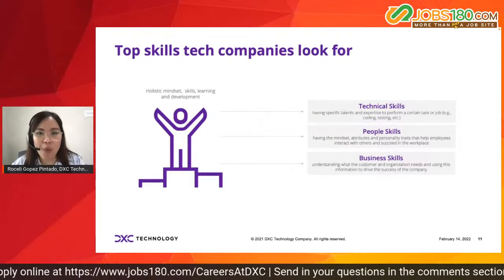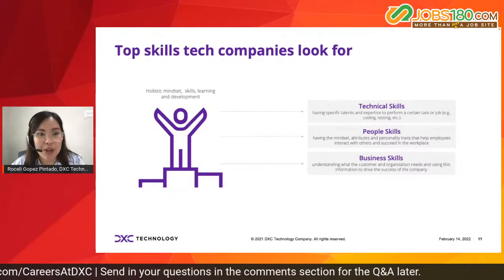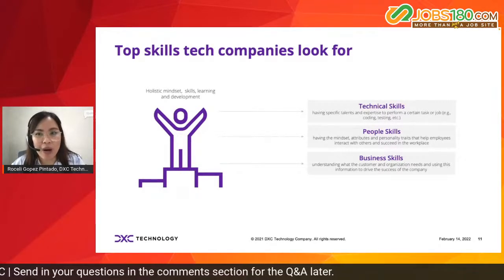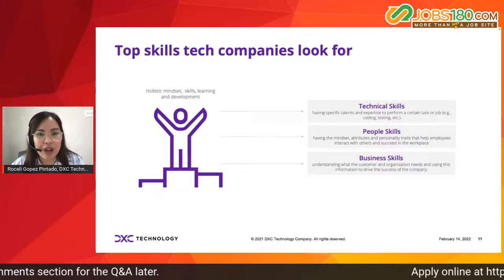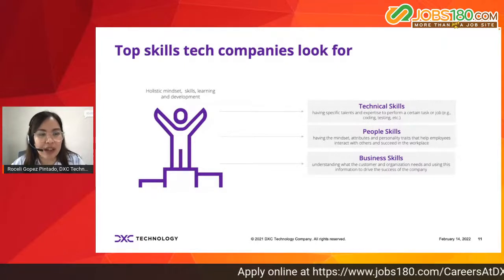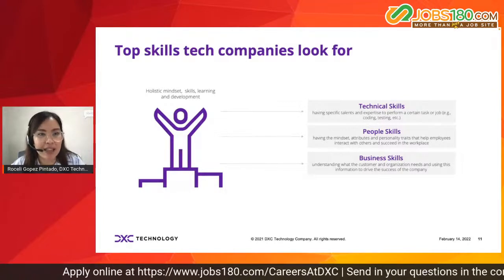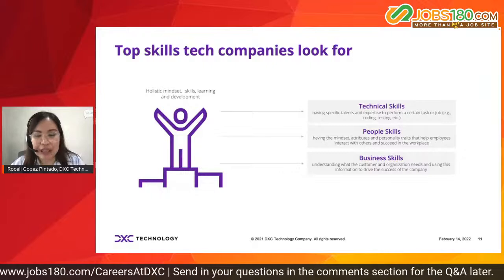Okay, so when we talk about skills, we really talk about the person as a whole, right? So when we interview fresh graduates or early careers, or actually, for any level, we really look at three key things. So it's really about looking at the holistic mindset, skills, learning, and development of a person, right?